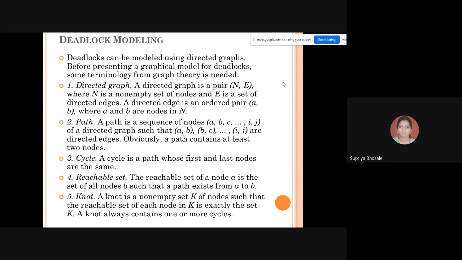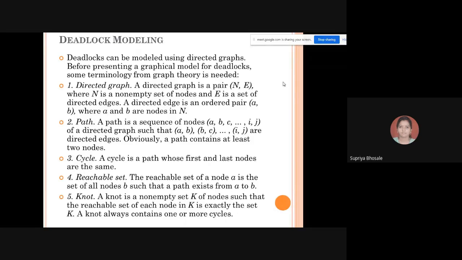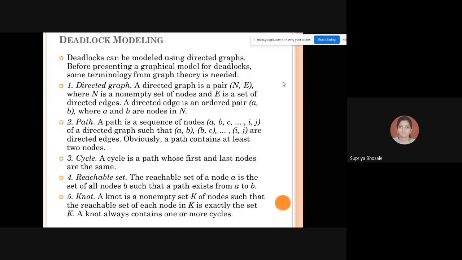Secondly, path. A path is a sequence of nodes A, B, C, D and so on of the directed graph such that (A, B), (B, C), (I, J) are the directed edges. Obviously, a path contains at least two nodes. Thirdly, cycle. A cycle is a path whose first and last nodes are the same. Fourth, reachable set. The reachable set of a node A is the set of all nodes B such that a path exists from A to B.